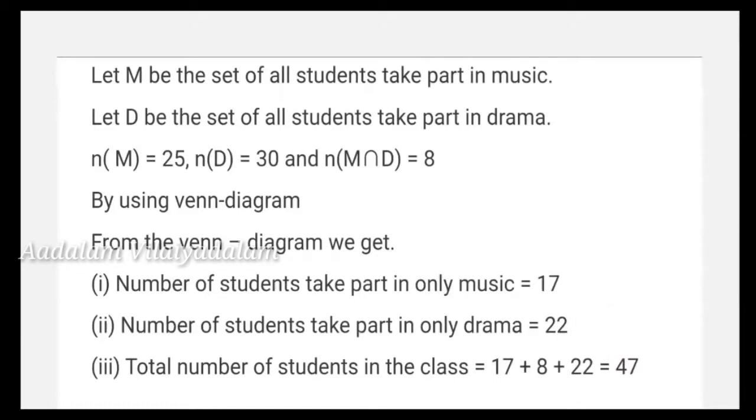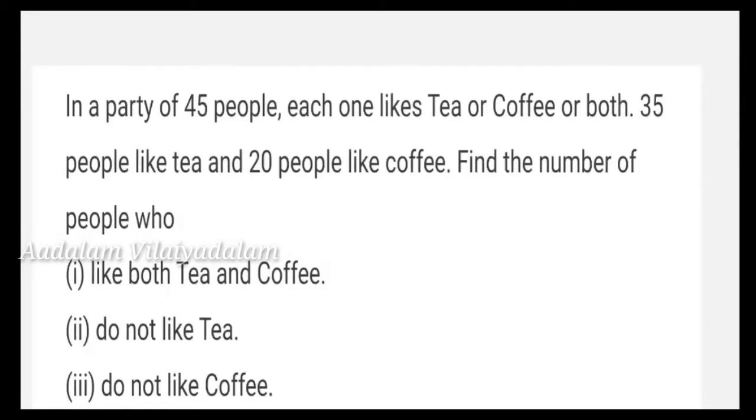And the total number of students in the class, which is the final question we need to find. So the students who participated only in music, 17, plus the students who participated only in drama, 22, and the students who participated in both events, 8. So completely, if we add all these three values, we get 47. With this, the fourth sum gets over.